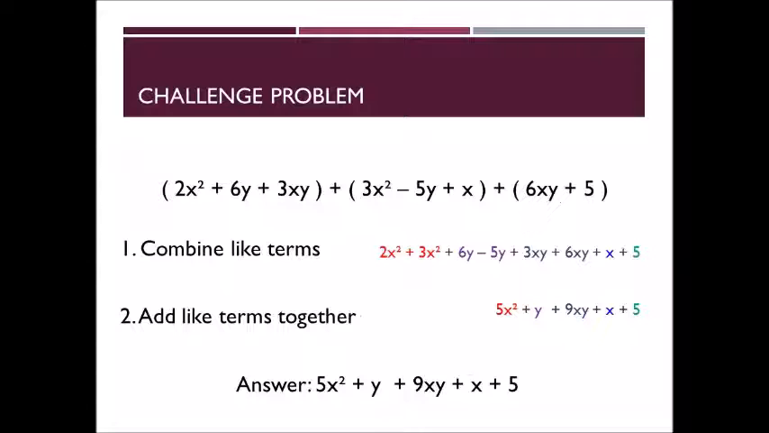Now that we are comfortable adding two polynomials, let's try a more difficult problem. Let's try adding three polynomials. 2x squared plus 6y plus 3xy, plus 3x squared minus 5y plus x, plus 6xy plus 5. Using the two-step process, take a few seconds to add these polynomials.